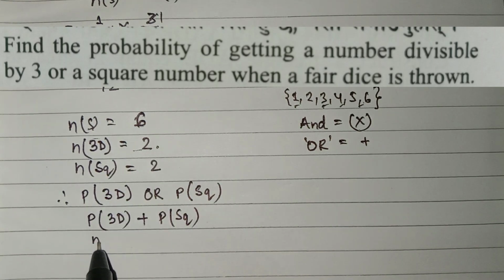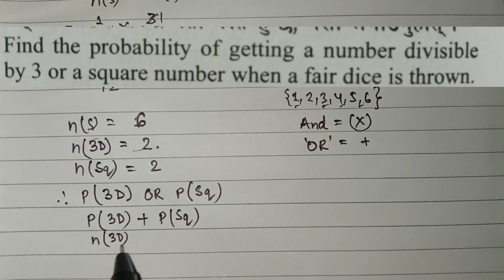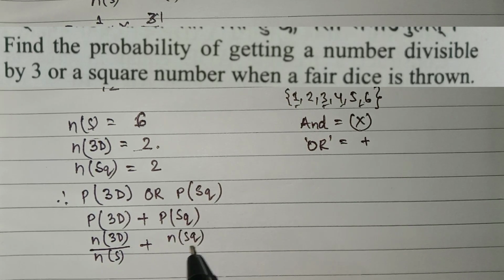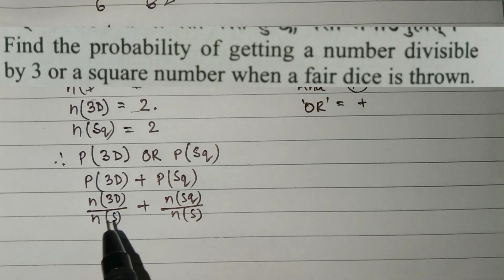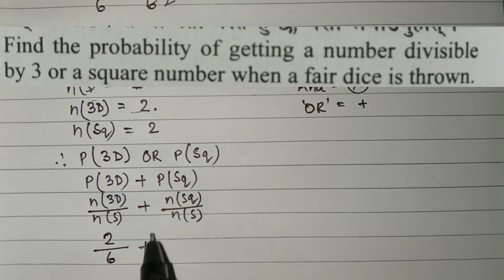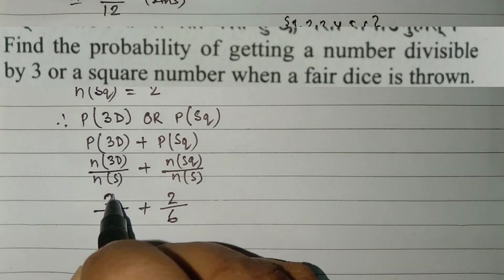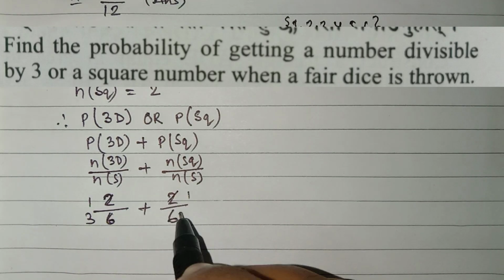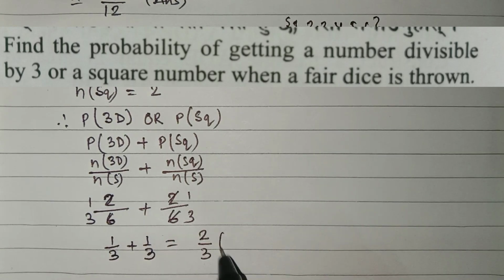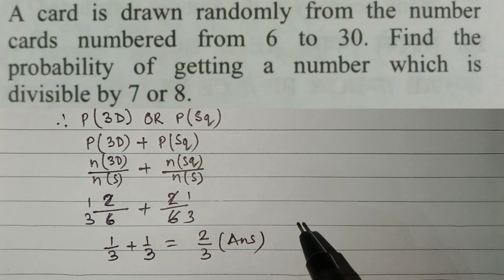While finding the probability, that will be number of numbers divisible by 3 upon number of sample plus number of squares upon number of sample. So here you get number divisible by 3 is 2 and the number of sample is 6, plus here the number of squares is 2 and the number of sample is 6. So it is 1 by 3, 1 by 3, and you get 1 by 3 plus 1 by 3, which is equal to 1 plus 1, 2 by 3. This is your answer. Okay.